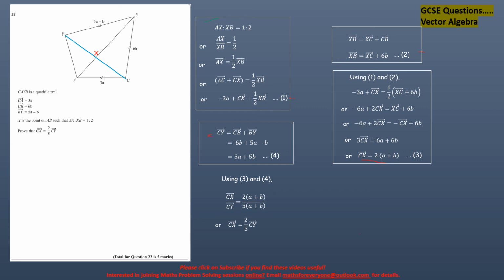So this is one part. There are two parts. One part is where you find out what CX is, the other part is where you find out what CY is, and then you divide one by the other to get the answer. That's the same. So our proof is done, and hopefully that concludes this particular session.